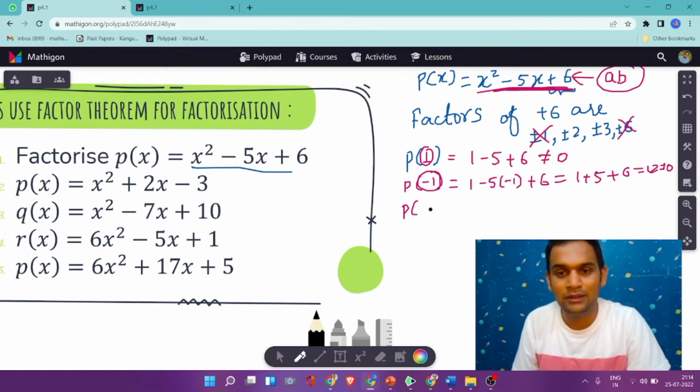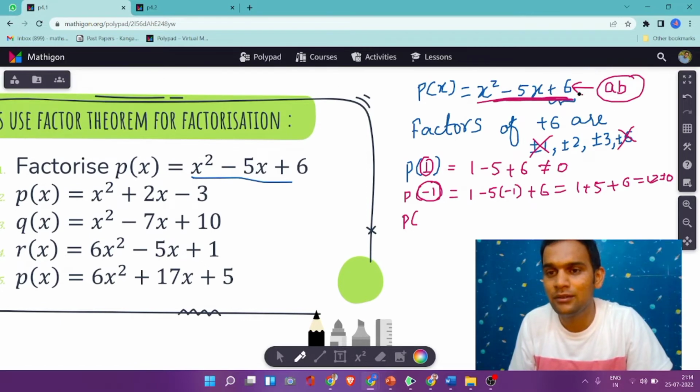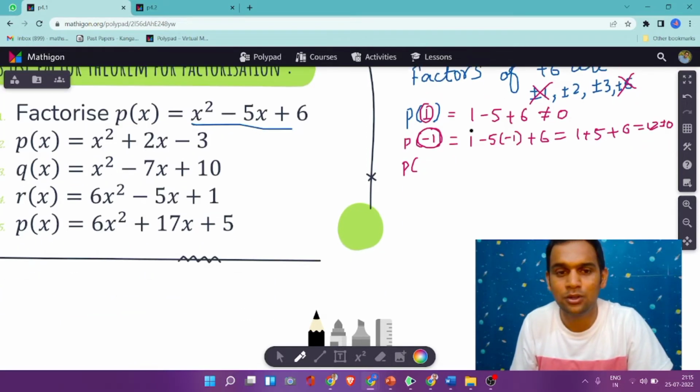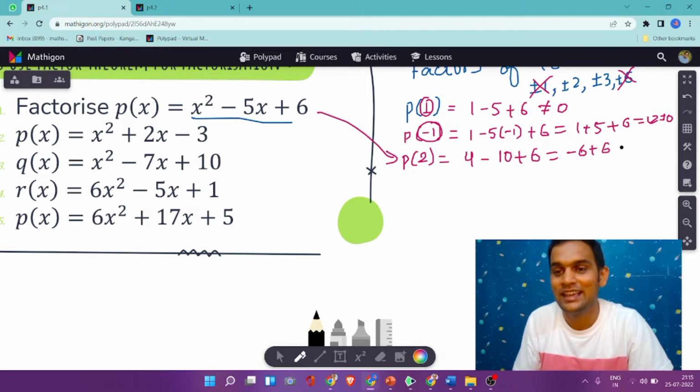Now let's try to get going so that it will be easier for us to understand once we keep going. I'll move it up a little bit. So this will be vanished for a while. Don't worry at all. So P of 2, we have to find it out. P of 2, it becomes 2 square is 4. You can observe it from here. P of 2 equals 4 minus 5 times 2, which is 10, plus 6. So now 4 minus 10 is minus 6, plus 6 is equal to 0.